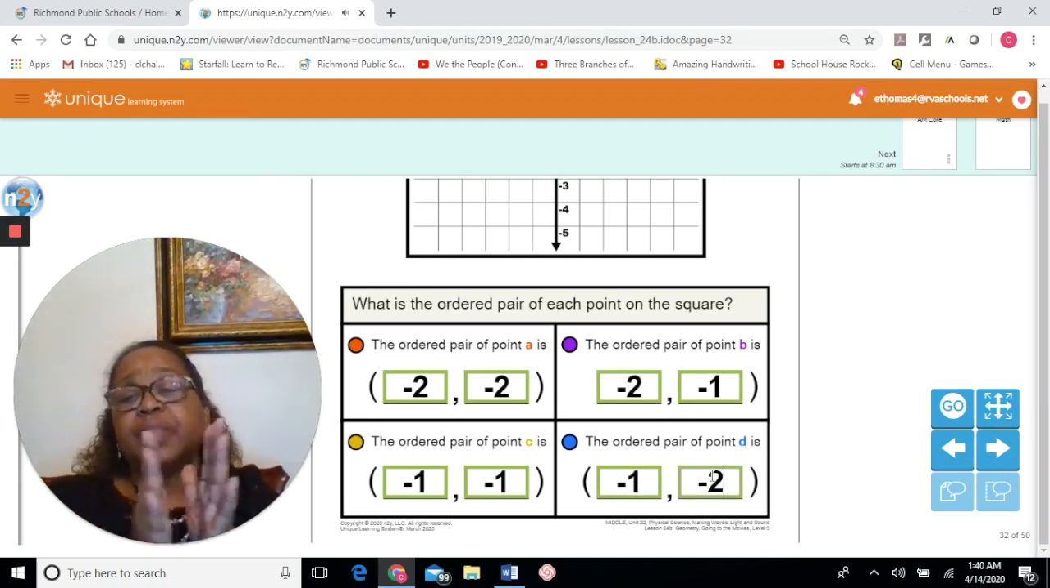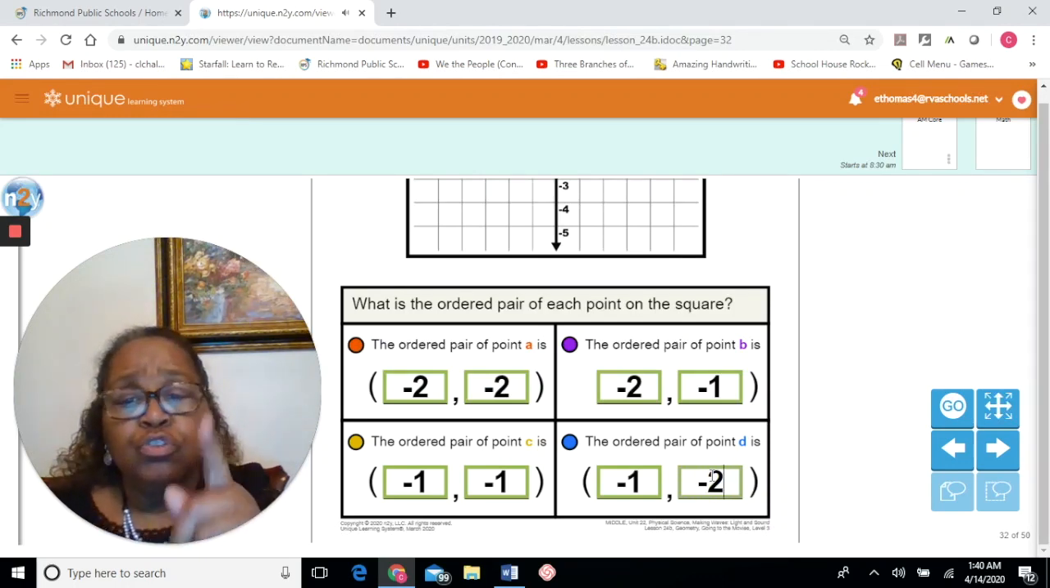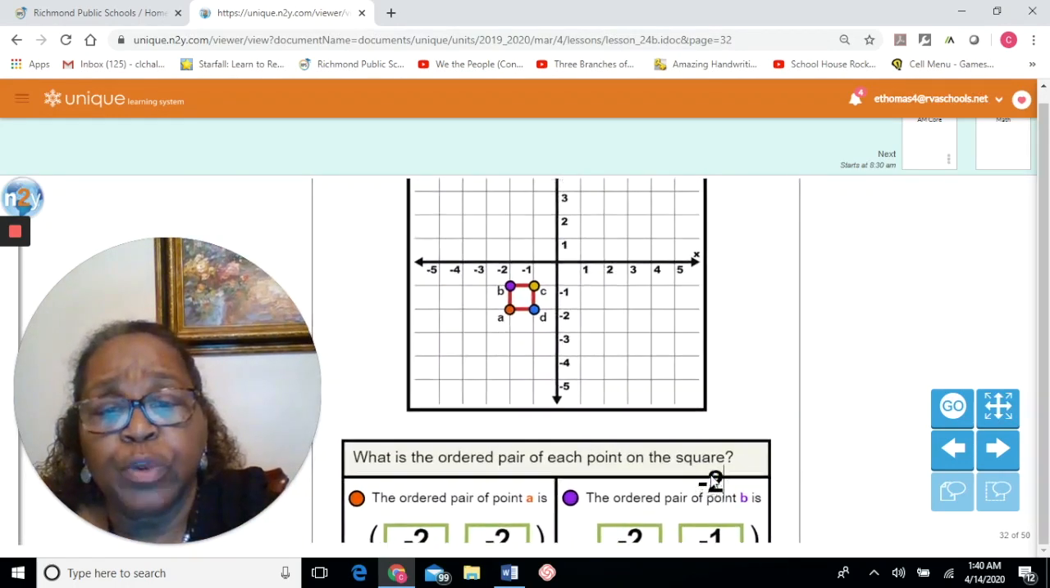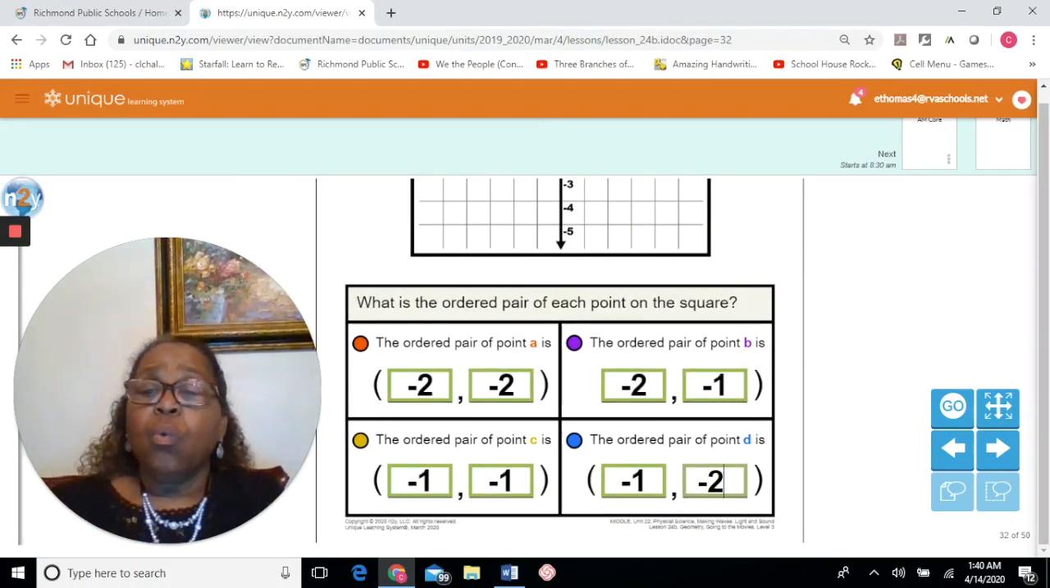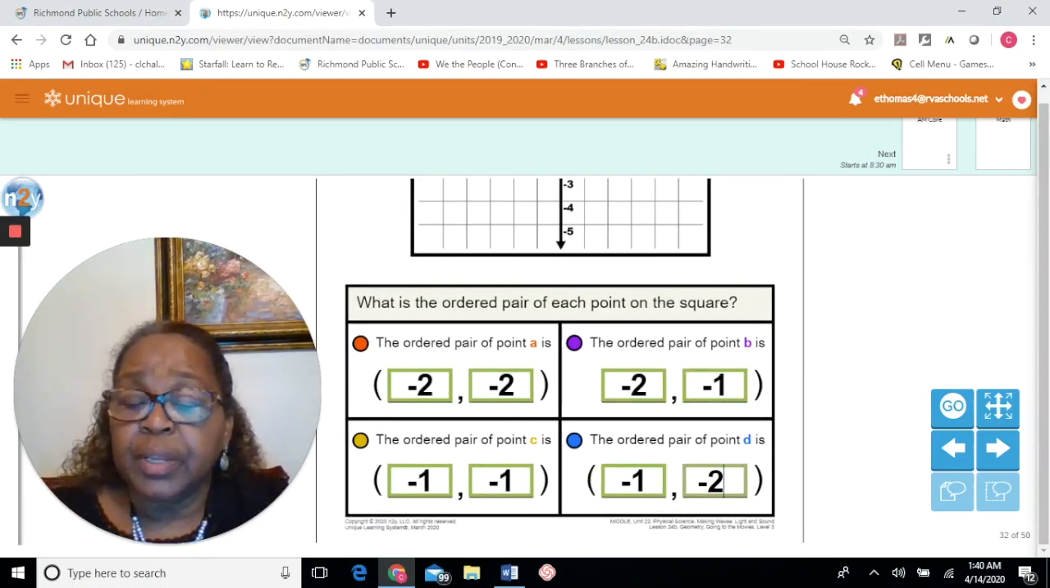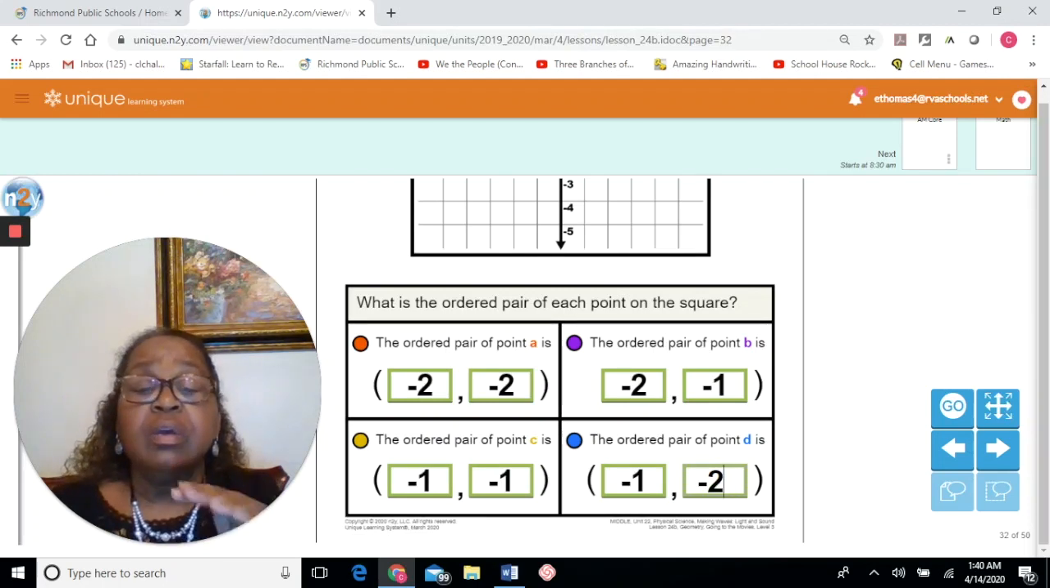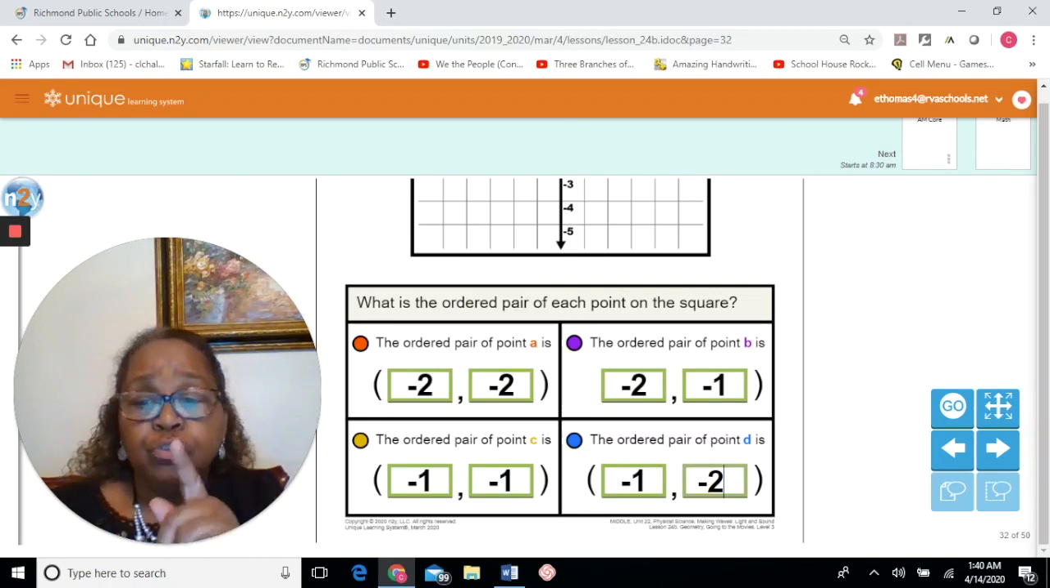Excellent. Oh, I'm so proud of you. You did a good job. You worked with me. You hung in there. We had a lot of problems to do today. We used the coordinate plane and we plotted points. We found out our coordinates. We put in our ordered pair. You did a great job.